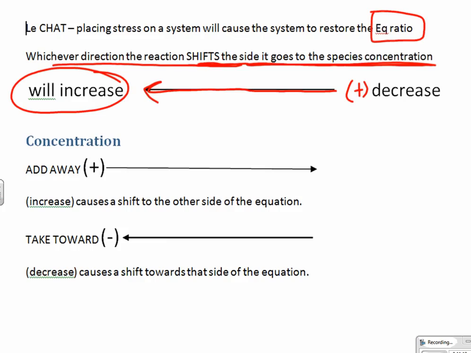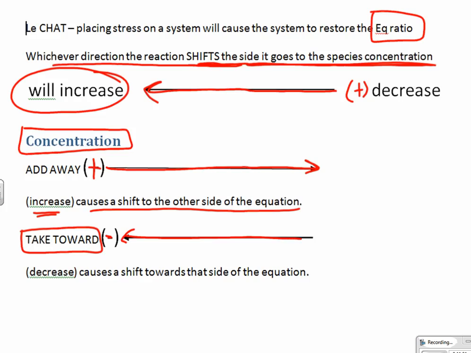Three factors in Le Chatelier. First is concentration. Whenever you add, remember add away, it goes the other way. Increase causes a shift to the other side of the equation. If you take, you go towards. So if I remove something, I always go towards that, which means shift towards that side of the equation.